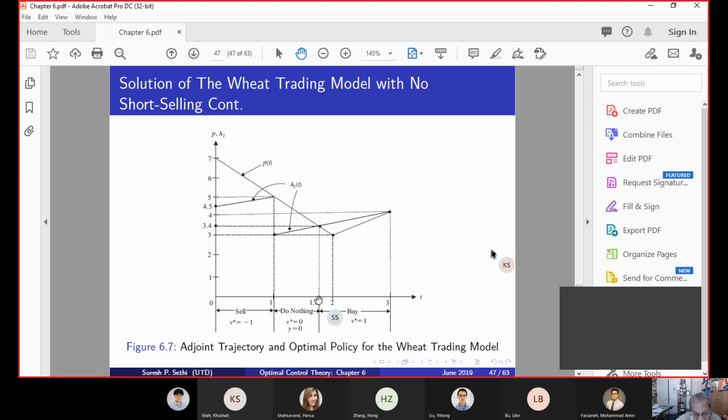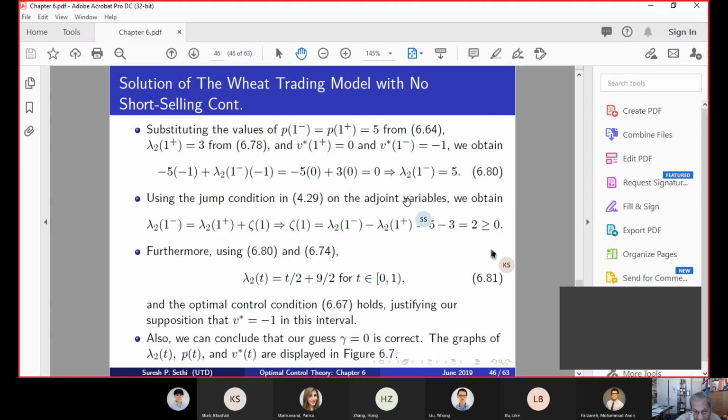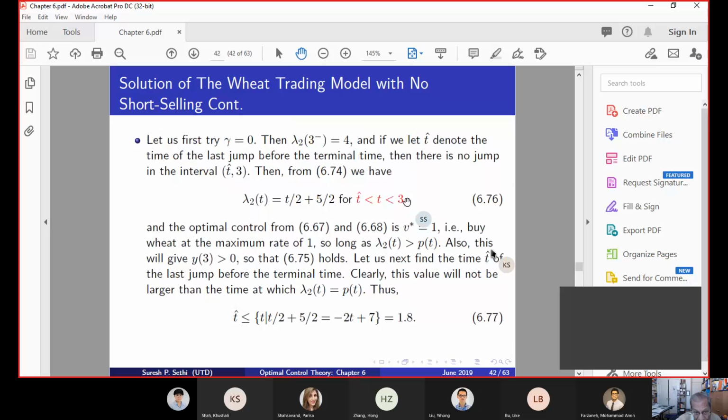We don't know if it's the jump point, but let's go back and forth. What I just said means that t hat cannot be above 1.8. Remember, this is the last jump. So the last jump t hat has to be earlier than 1.8 or at 1.8. Okay, so that's what we can conclude from this.